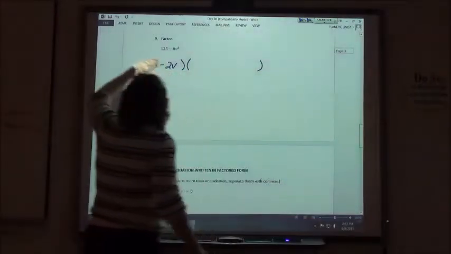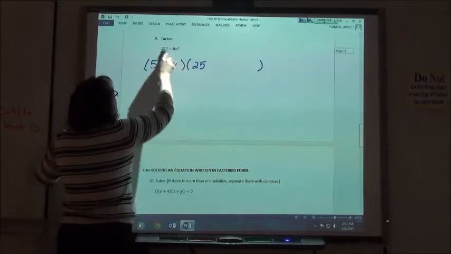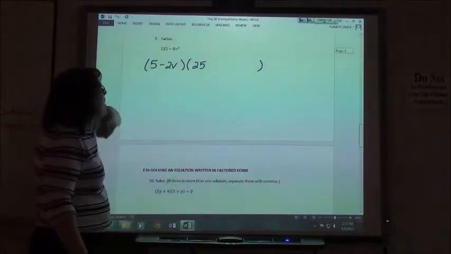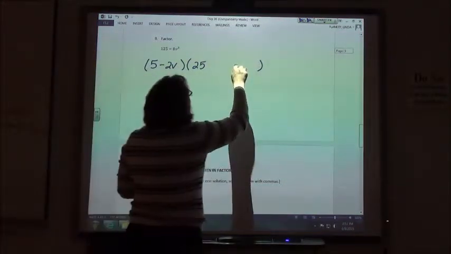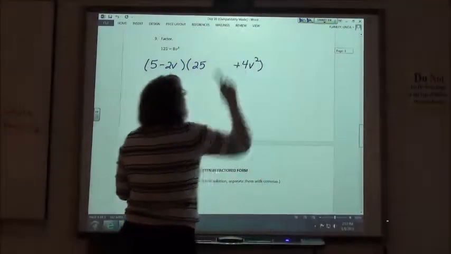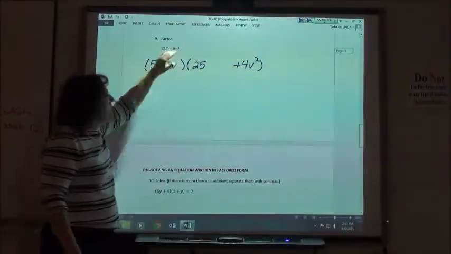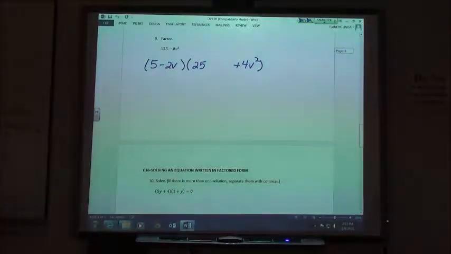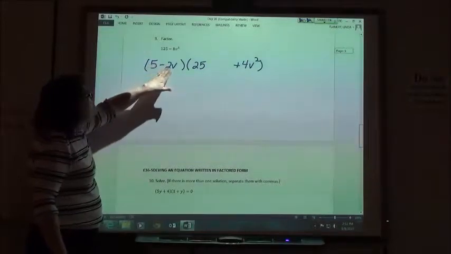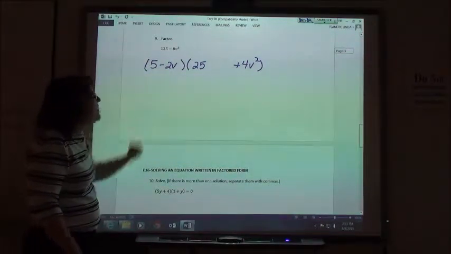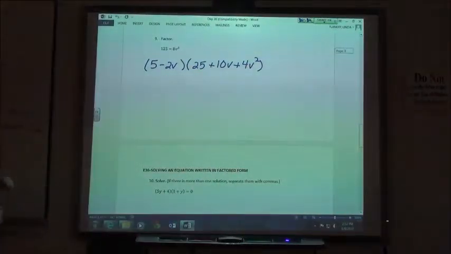Squaring each of them, 5 times 5 is 25. 5 times 25 is 125. Squaring my negative 2v, negative 2v times another negative 2v is a positive 4v squared. Negative 2v times 4v squared is negative 8v to the third. My middle term is the opposite of the product of these two things. 5 times negative 2v is negative 10v, so this is going to be positive 10v. And that's going to be my answer.